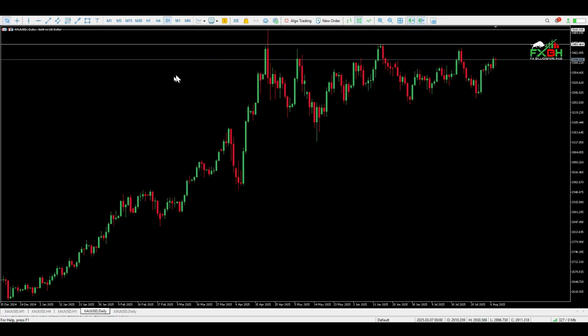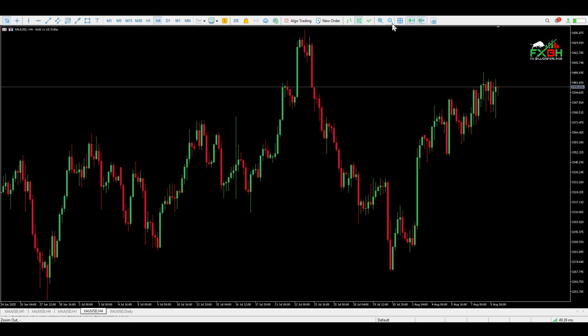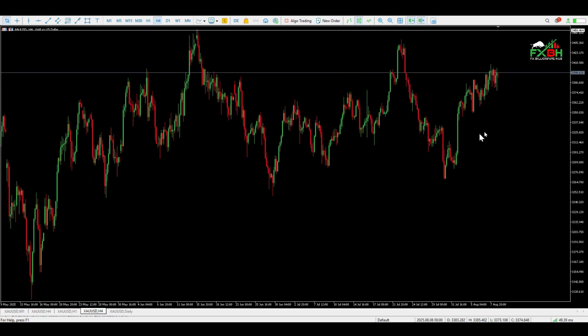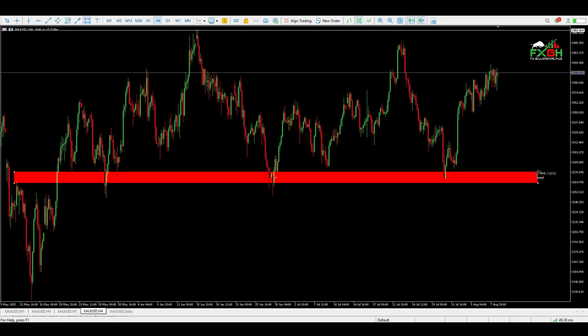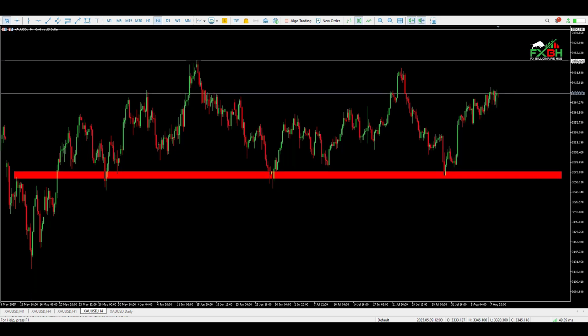Okay, and if I want to go back into the 4 hour time frame, let me zoom out a little bit more. As you can see there are a lot of patterns, a lot of things from the market. And as you can see there is a particular support area in the market. It touched here 1 time, 2 times and 3 times, and is still trying to go up.